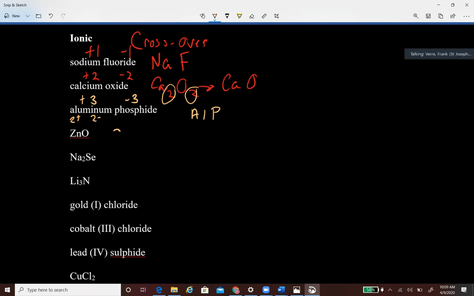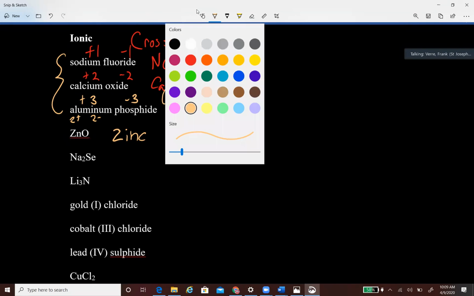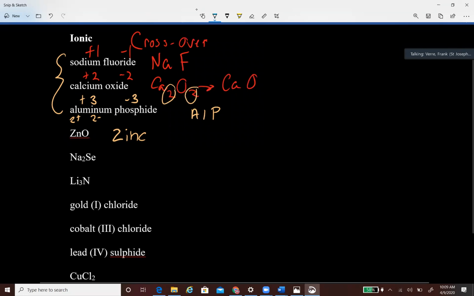So it would be just, well, sorry. I'm sorry. We're naming in this case. This is going for formulas and this is going for naming. I apologize. So naming, the rule is, as you can probably tell from the first 3 examples, the only thing that changes is the second element.